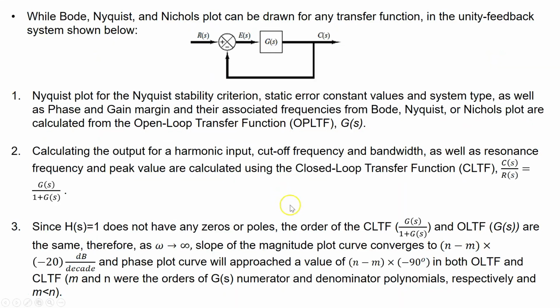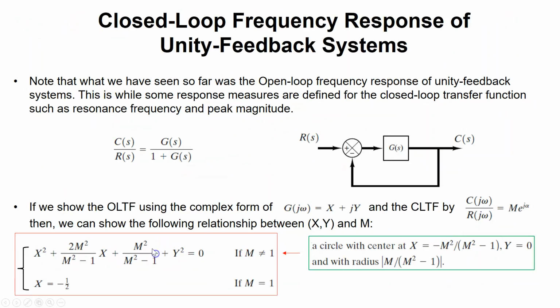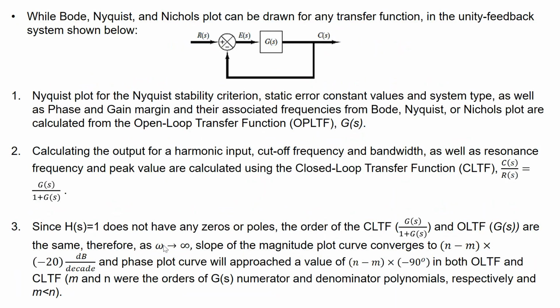Finally, you might say, what about these formulas that you said that as omega goes to infinity, the slope of the magnitude curve in the Bode plot goes to n minus m times negative 20 decibels per decade, and the phase would converge to n minus m times negative 90 degrees. Okay? This is Bode plot of which transfer function? Open loop or closed loop?